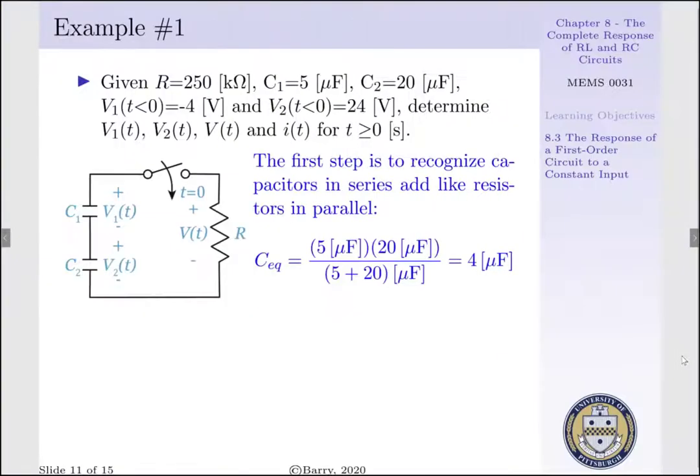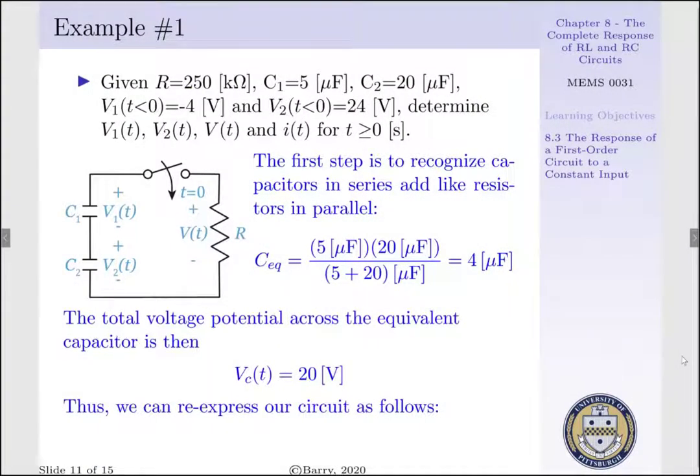To begin, we first recognize that our two capacitors are in series, and thus our capacitance adds like resistors in a parallel configuration. That is, our equivalent capacitance of C1 and C2 would be equal to C1 times C2 over C1 plus C2. Thus our equivalent capacitance is 4 microfarads. The total voltage potential across our equivalent capacitance is equal to V1 plus V2, or 20 volts. Thus our two capacitors in series are acting like a battery with an initial voltage potential of 20 volts.